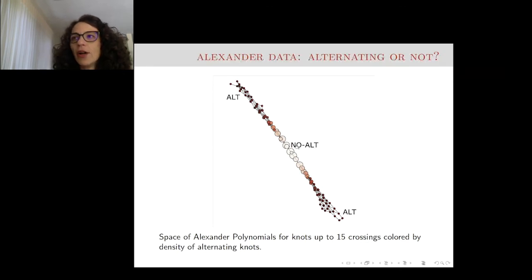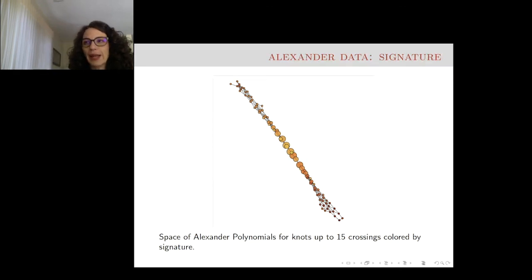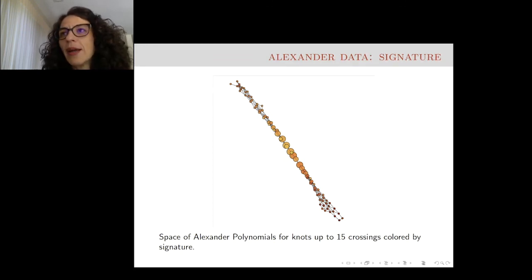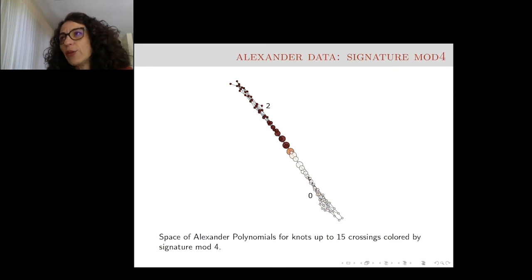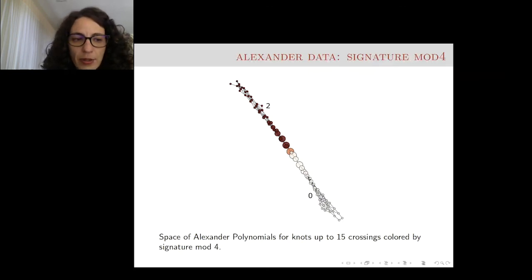Okay, what about signature? Again, we get a confirmation of what we saw in the results obtained by the PCA: the dimension reduction obtained by the PCA, when colored by knot signature, doesn't reveal any patterns. The Ball Mapper graph just contains a mixture of signatures all over the place, unlike the beautiful structure that we get in the Jones polynomial. However, if we color it by signature modulo 4, we do get a dichotomy: one flare contains all knots whose signature is 2 modulo 4, and the other contains those divisible by 4, and then there's some mixture in the middle.